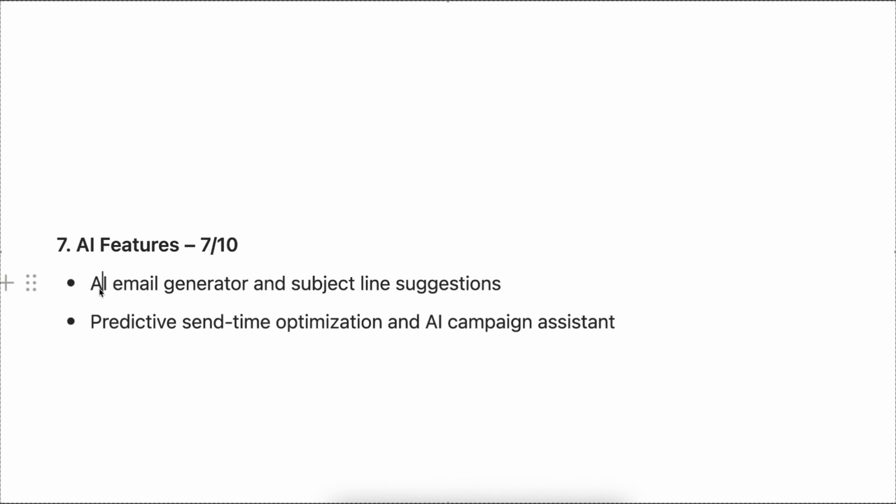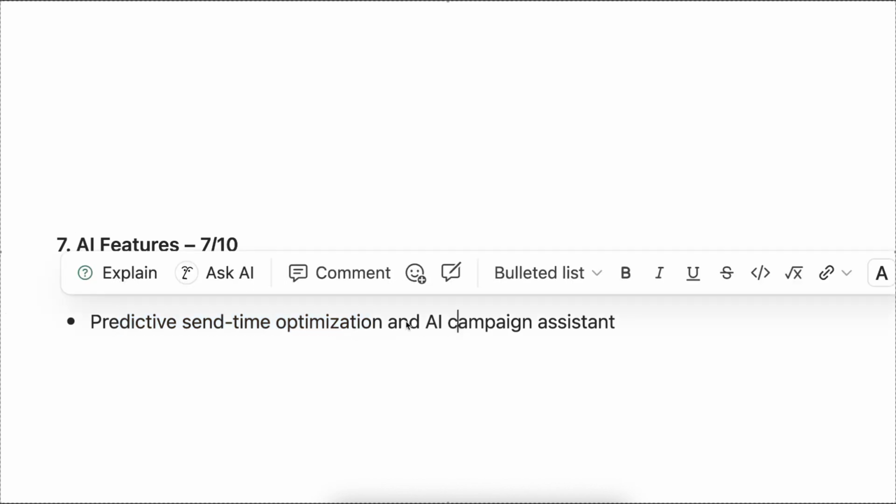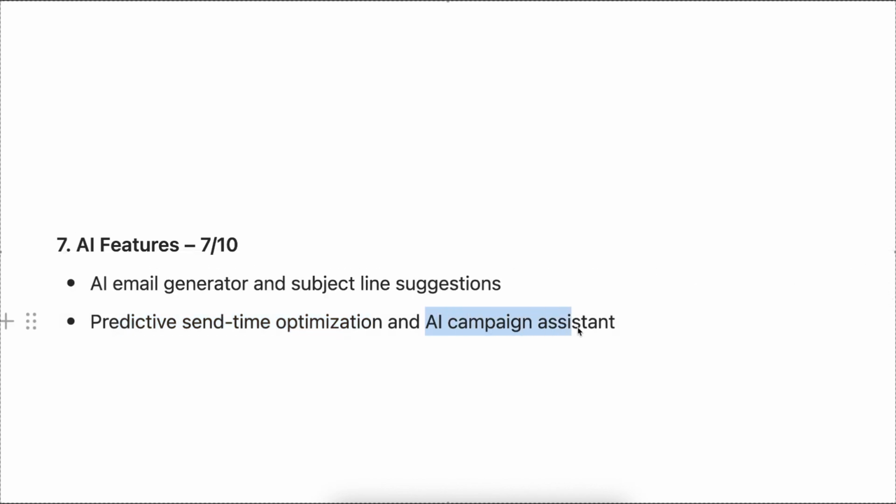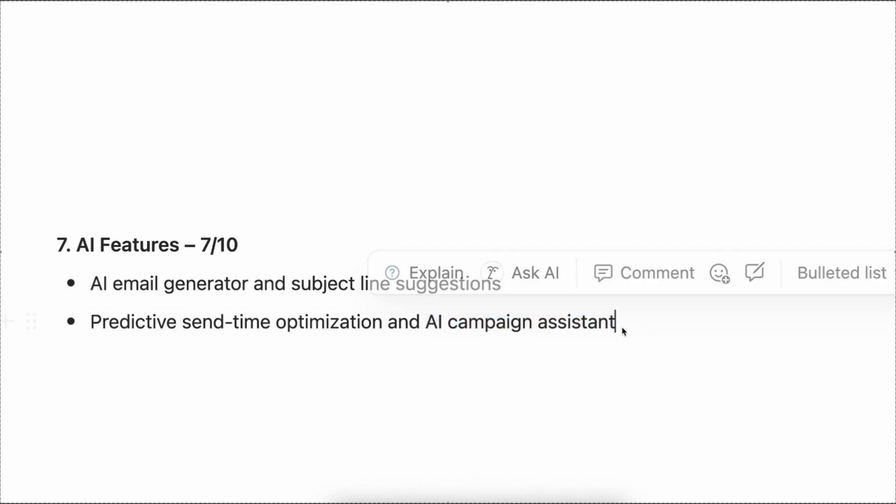When it comes to AI features, they're emphasizing a lot on AI. However, what I saw mostly was an AI email generator and subject line suggestions, which every email marketing software has. And they do have predictive send time optimization, which again, most of the software have. And they also claim they have this AI campaign assistant, but I think it's in very early stages maybe, so it's not very useful yet. So it's a 7 out of 10.